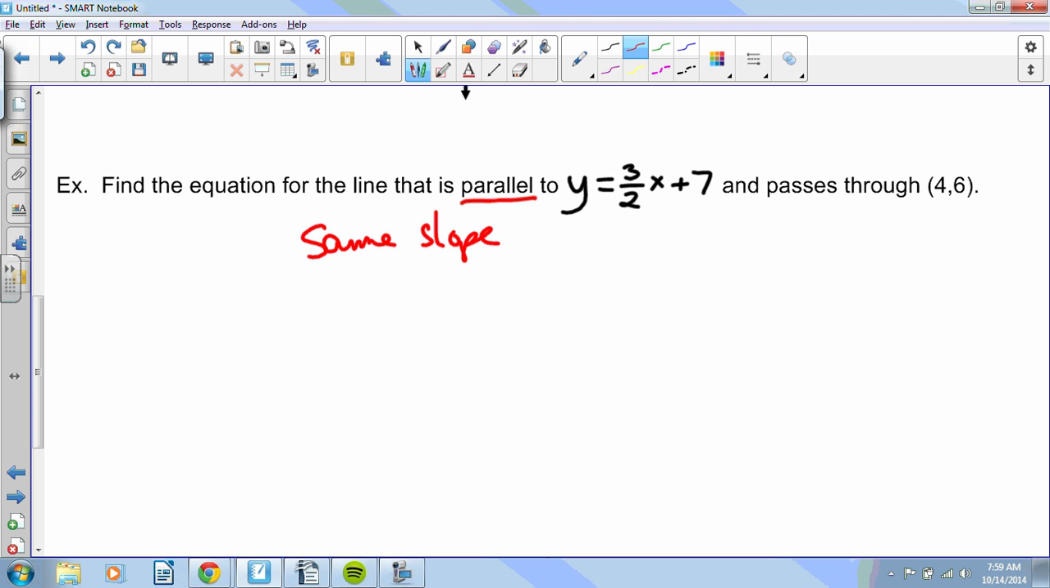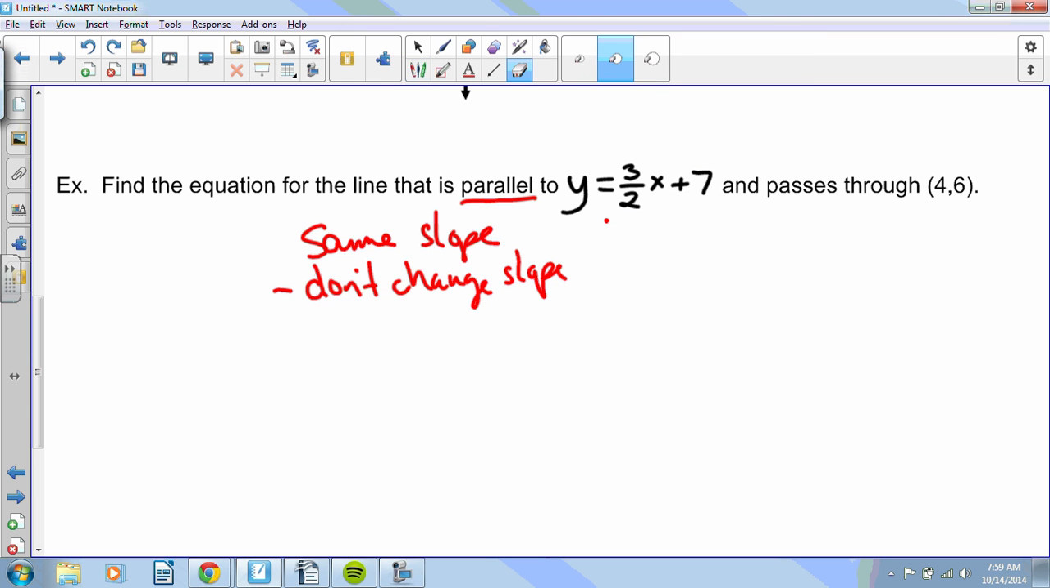Okay? So that means don't change the slope. Now, we see it's parallel to this line and passes through this point. All of this given line is for finding the slope. We're just going to use this to find the slope. I know my slope here is 3 over 2. We're using it for nothing more. That's it. 3 over 2x plus 7. The slope is 3 over 2. Don't change the slope because it's parallel.